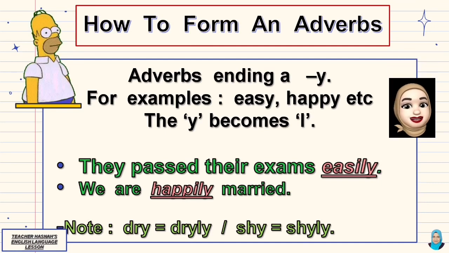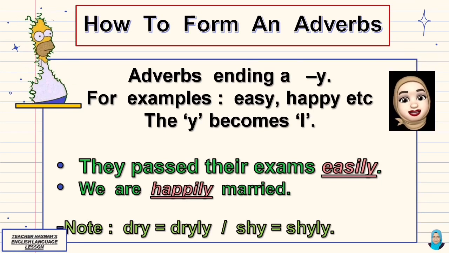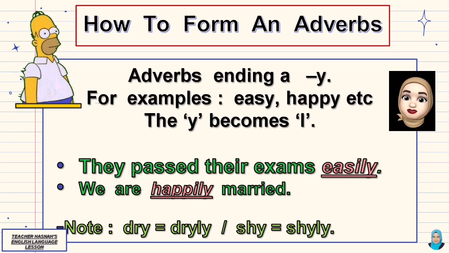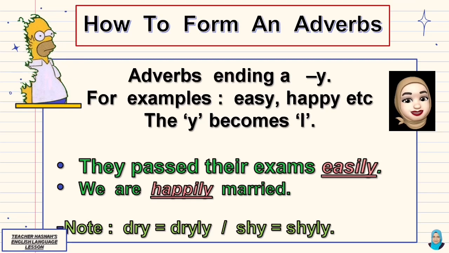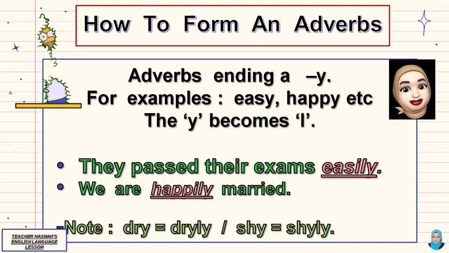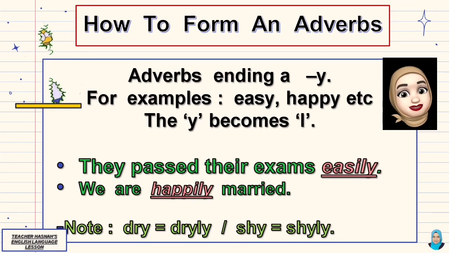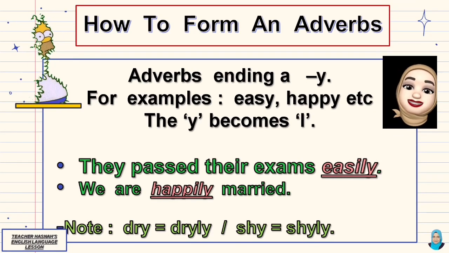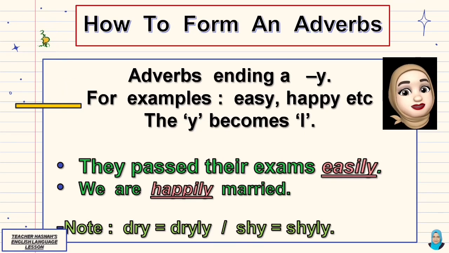We need to pay extra attention to adjectives ending in a Y. For example, easy, happy. Here, the Y becomes an I. For example, they passed their exams easily. We are happily married.